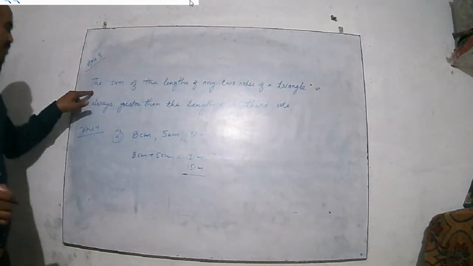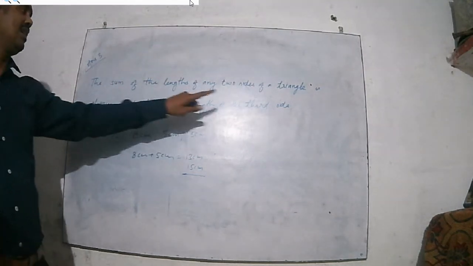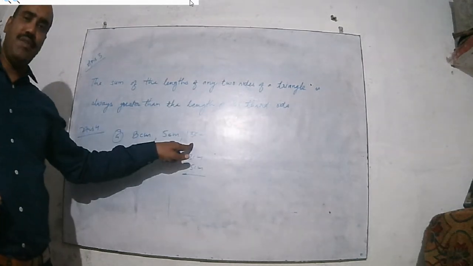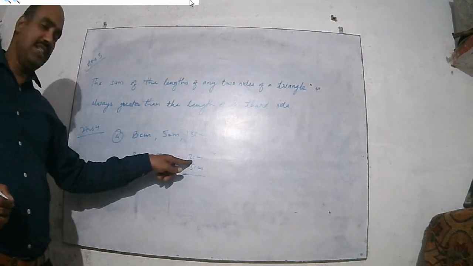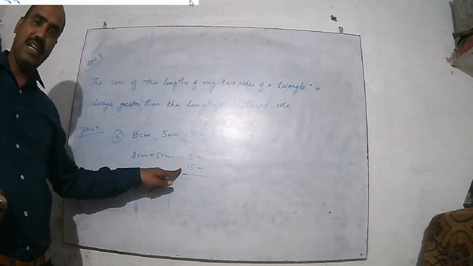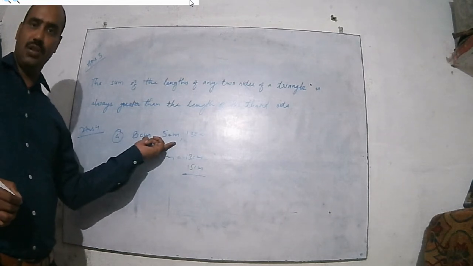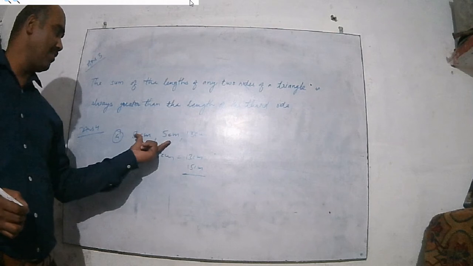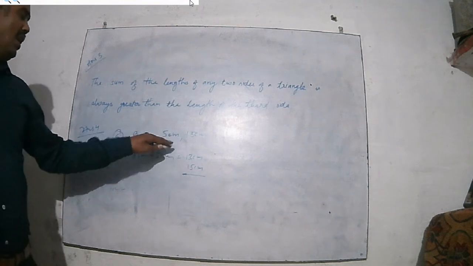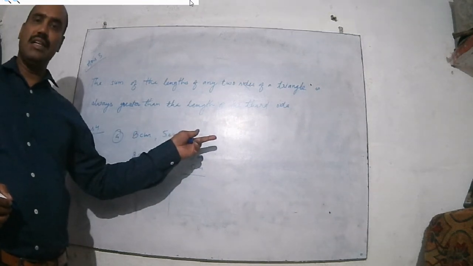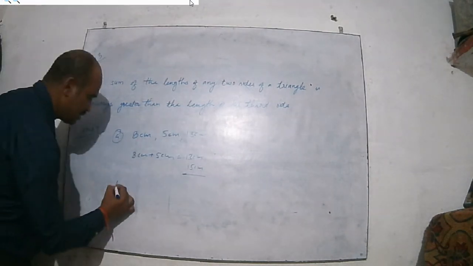Now the property is that the sum of the lengths of the two smaller sides of a triangle is always greater than the length of the third side. Here the third side is 15 centimeter, and when you add these two you get 13, and 13 is smaller than 15. So it is not possible to make a triangle if this type of measures are given, because the sum of these two small sides is less than the other side. So you have to write here: no. Answer is no.